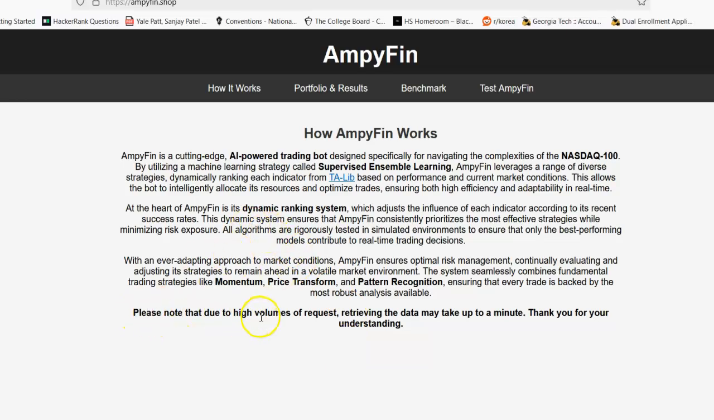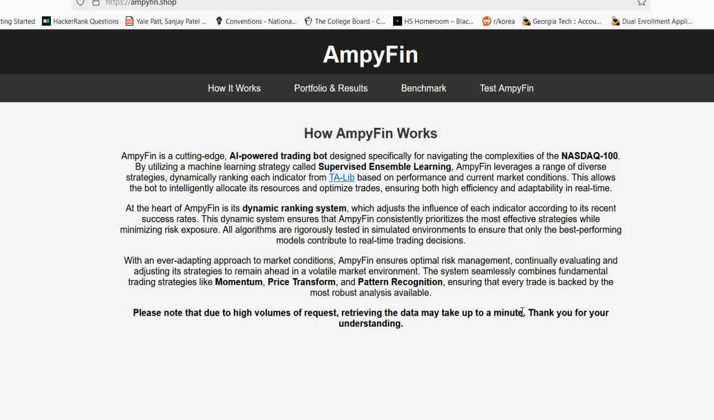Again, due to high volume requests, retrieving the data may take up to a minute. Even with zero volume of requests, it could delay the data for up to a minute as well. This is due to Render's policy of spinning down inactive apps. In December, we did have a problem with too many requests, and I had to build separate APIs so that it navigates the traffic there. But that's not a problem anymore.